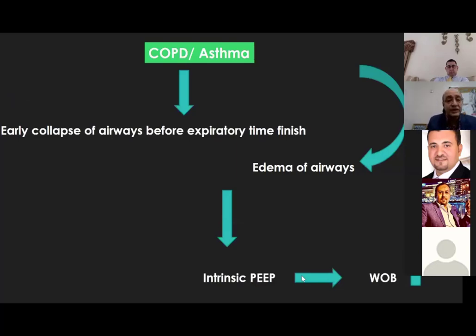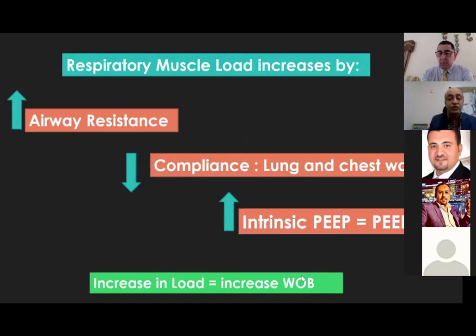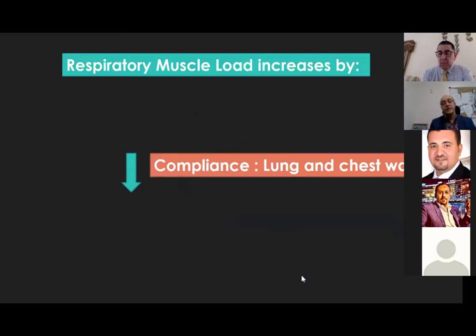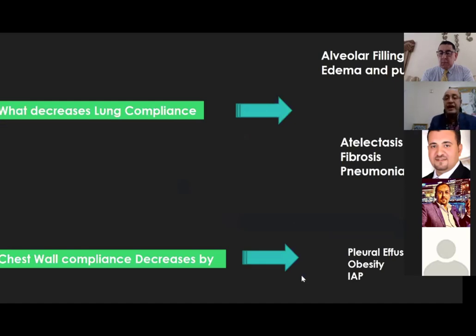In COPD patients, characteristically, they have early collapse of their airways before the expiratory time finishes, plus the airway edema. So the airways will be edematous and they collapse before the expiratory time finishes. This will cause dynamic hyperinflation, and this will increase the auto PEEP, and this will end by increasing the work of breathing. You have to deal with this by bronchospasm treatment, giving bronchodilators, giving steroids, and everything to make the resistance decrease.